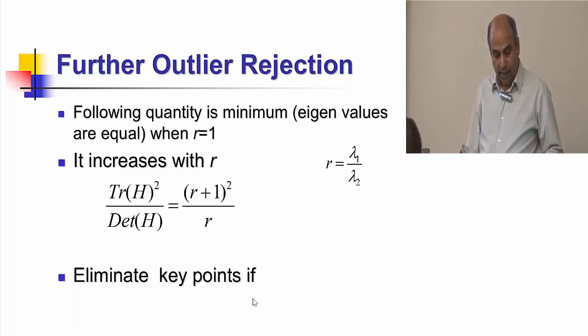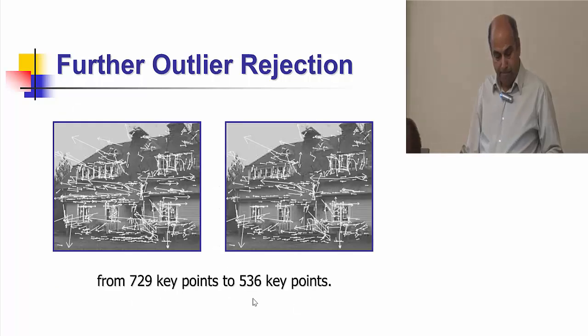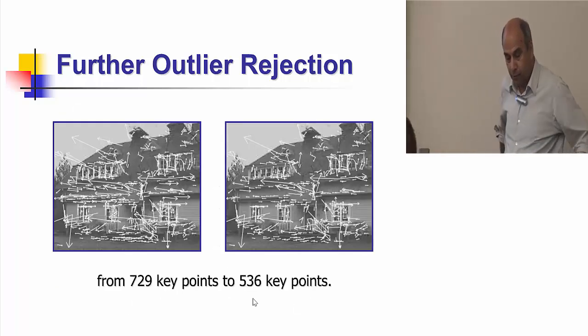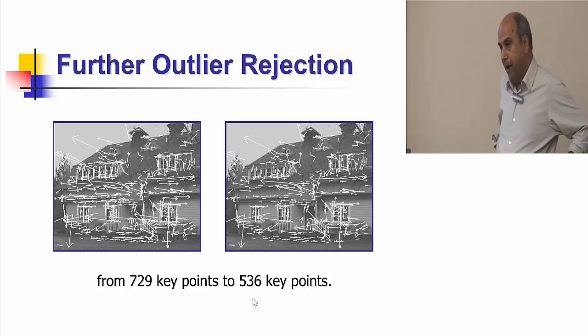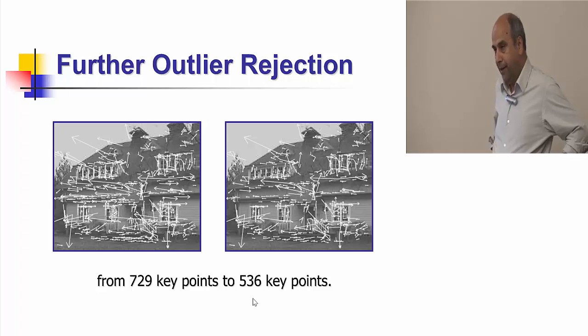Okay, so if you do all that, then this is what we are going to get. From 729 points, you can get 536. So you're getting rid of a couple of hundred points from this.